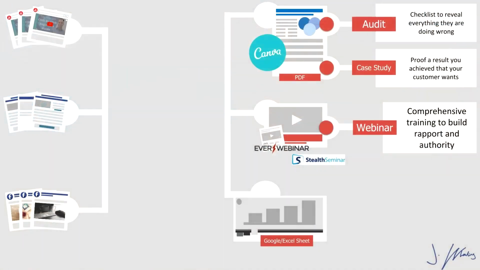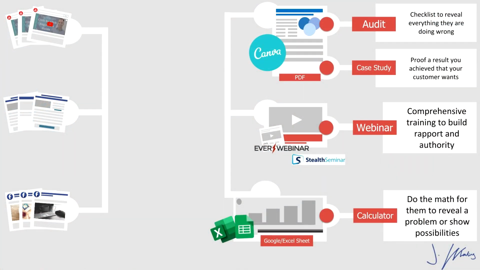And the two pieces of software I recommend using if you want to do automated webinars, I don't recommend live webinars if you're just starting, is EverWebinar and Stealth Seminar. Link to a playlist in the description that compares the two so you can figure out which one would be best for you. Now, the final type that I recommend for a lead generation funnel would be a free tool.